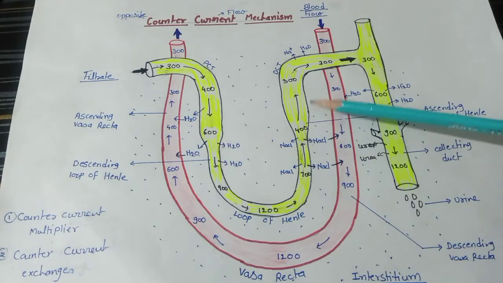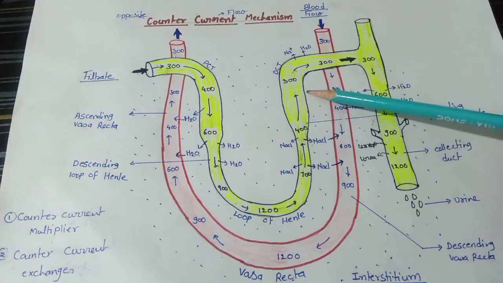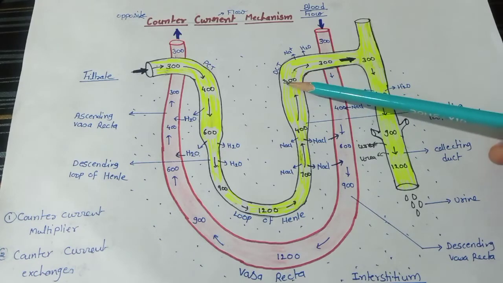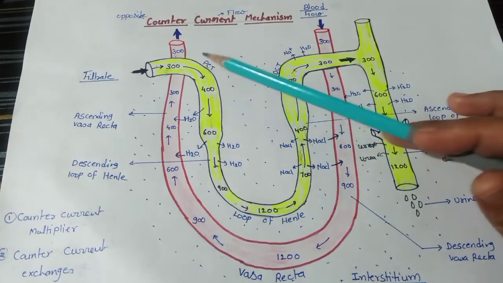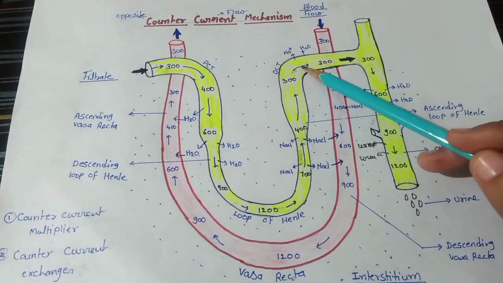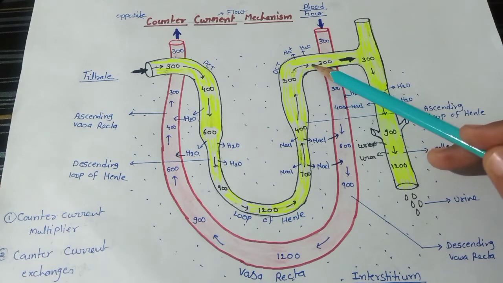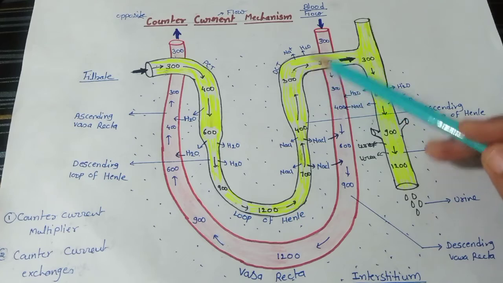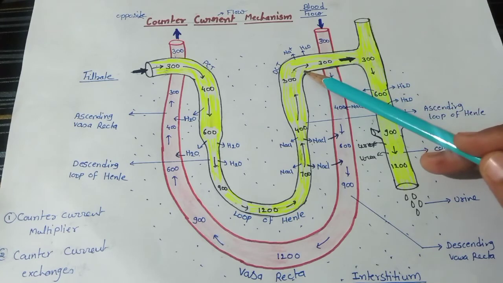So now here the counter current mechanism will start when you drink less amount of water. So here osmolarity is 300 and here also 300. Now when the filtrate comes in the DCT, when you drink a little water, a special hormone ADH, means antidiuretic hormone, is produced by the pituitary gland.